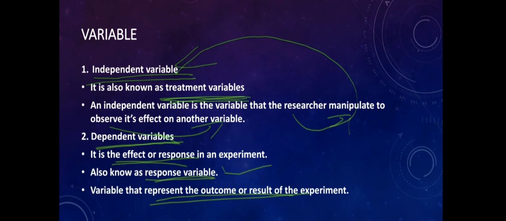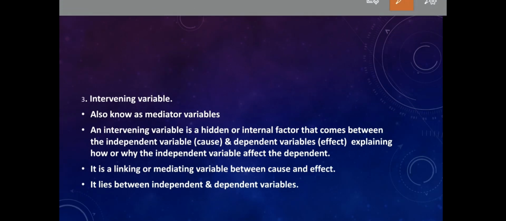Then move to the next concept, that is intervening variable. It is also known as mediator variable. Remember the terms, the synonyms used for the variables. An intervening variable is a hidden or internal factor that comes between the dependent and independent variable. What comes between independent and dependent variable? It comes between cause and effect. Cause means independent, effect means dependent.